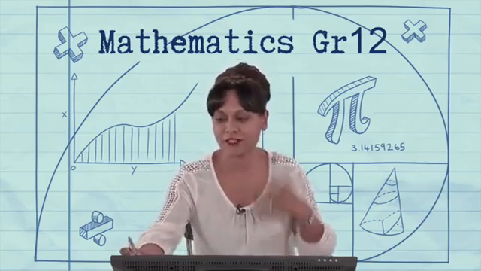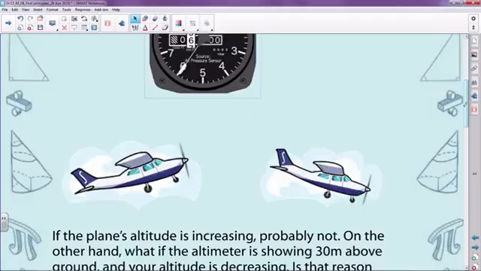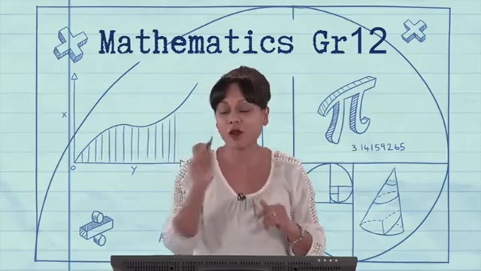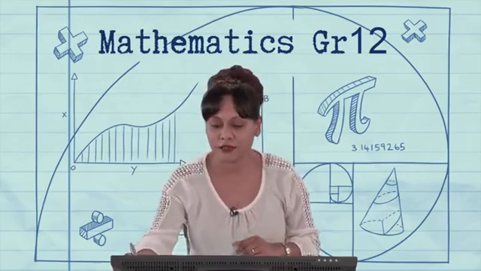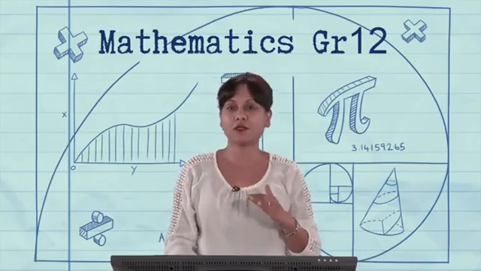I wish I could at this point hear what some of your responses are, but let's think about this. Now, if the plane's altitude is increasing, then probably you shouldn't be worried because you're taking off. So your height will then increase, your altitude will increase. But then what if the plane is actually descending? So it's going down. Should you then be worried? Is that enough reason to worry? Because now you noticed, hang on, I'm 30 meters above, but I'm going down. Is that going to be a reason enough to worry?